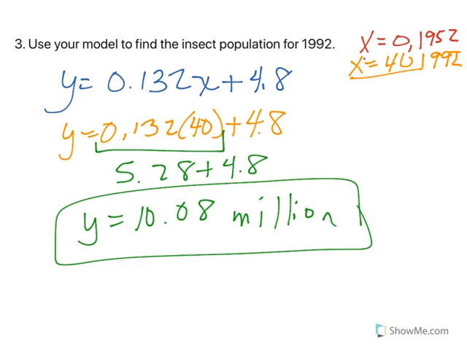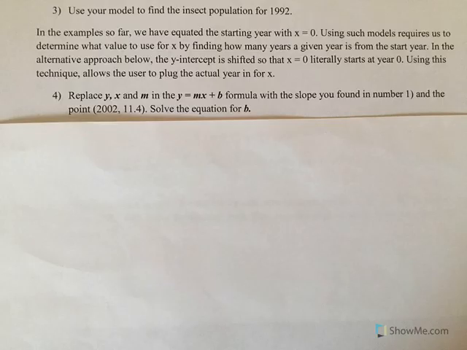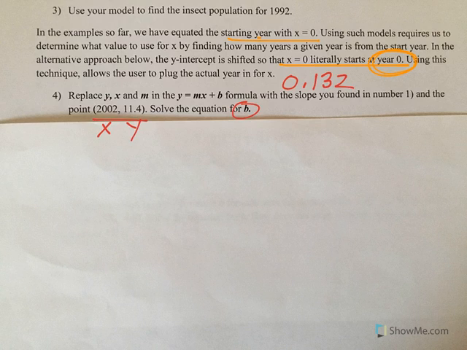Right? And that's everything we've done so far. Let's think about this. So far, we've always done the starting year with x equals 0. But sometimes you can change it so that x equals 0 is literally year 0. And that's what we're going to play with in the second part of this example. We are going to replace y, x, and m in the y equals mx plus b formula with the slope we found in number 1, which was 0.132, and then this point. So here's x and here's y, and we're going to solve that equation for b.